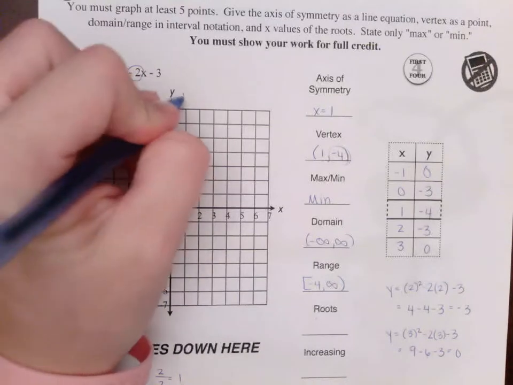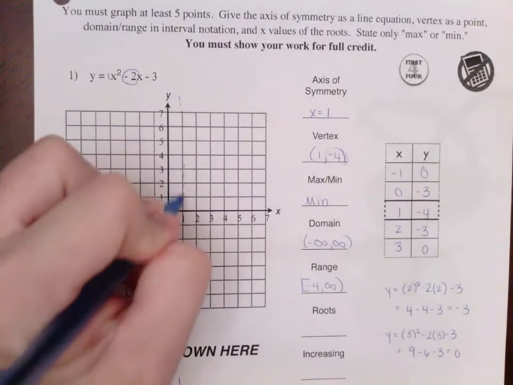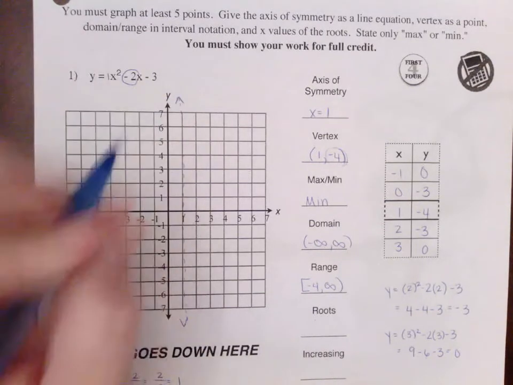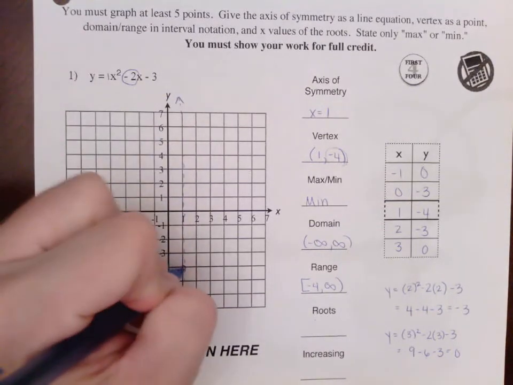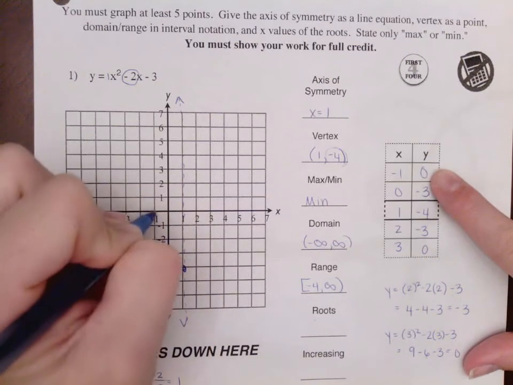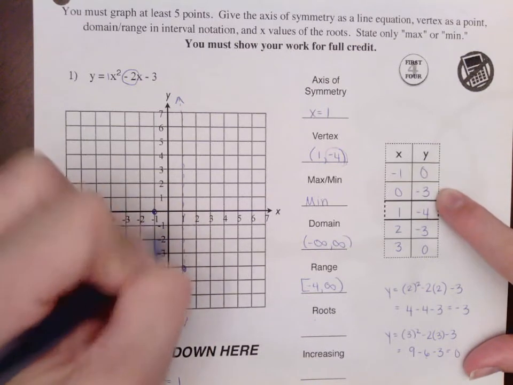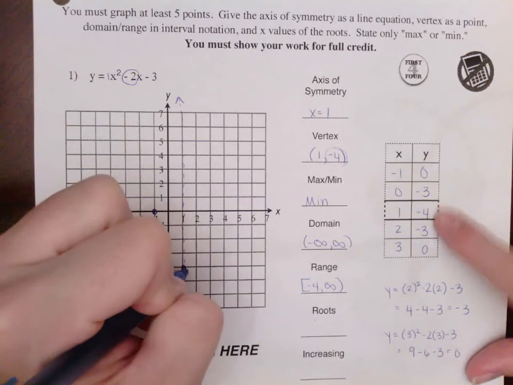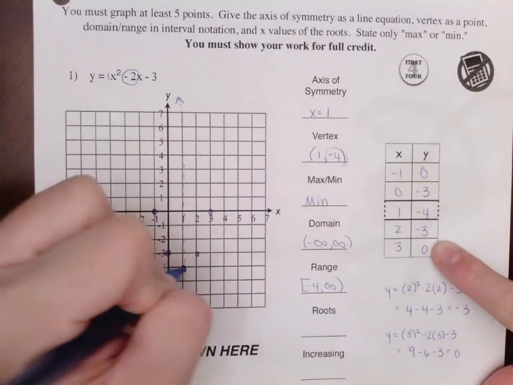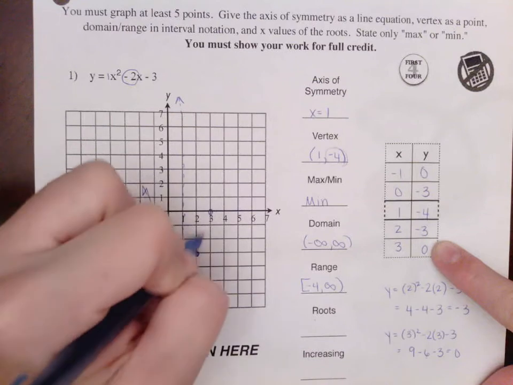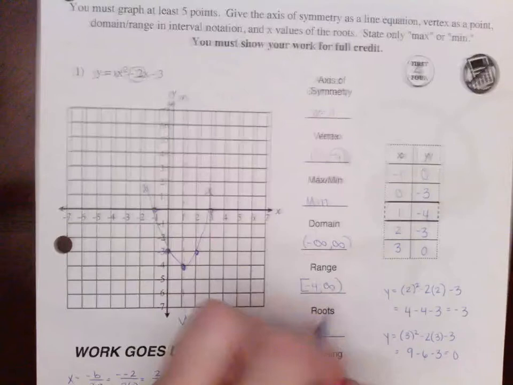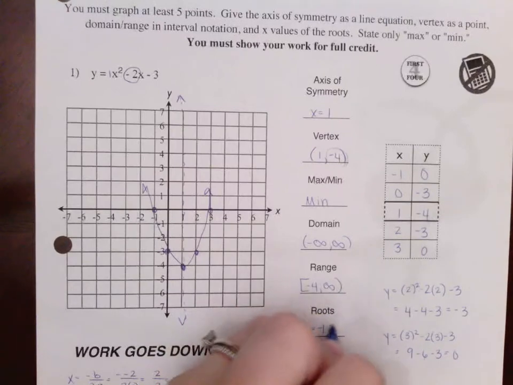Draw a dotted line through our axis of symmetry, which is going to be going right down here through 1. Plot our vertex, 1, negative 4. Plot this point here, negative 1, 0. 0, negative 3. We have that point already. 2, negative 3, and 3, 0. And then we use our arrows to continue. All right, so we can see here that our roots are where x is equal to negative 1 and 3.